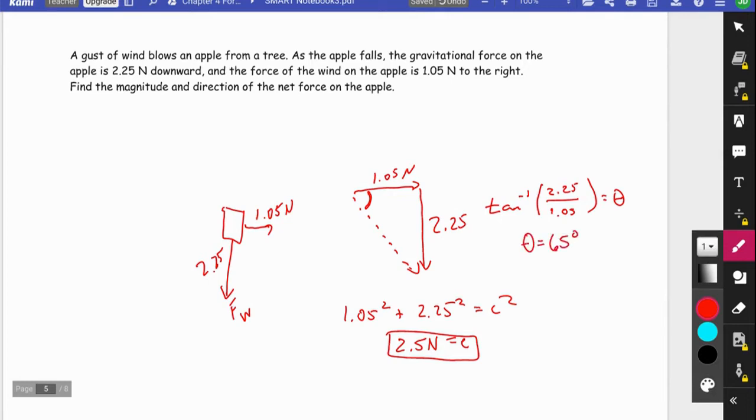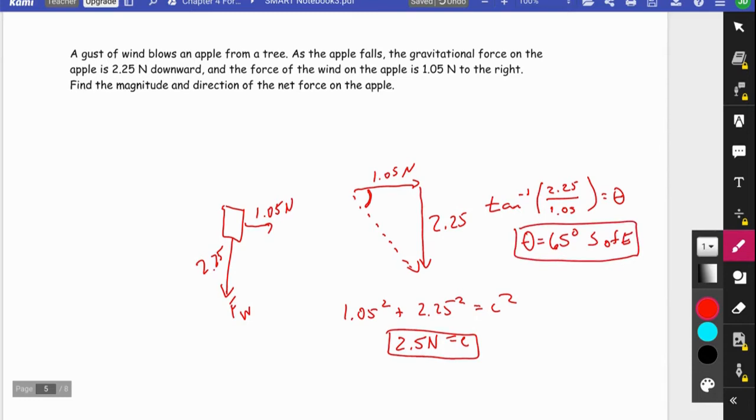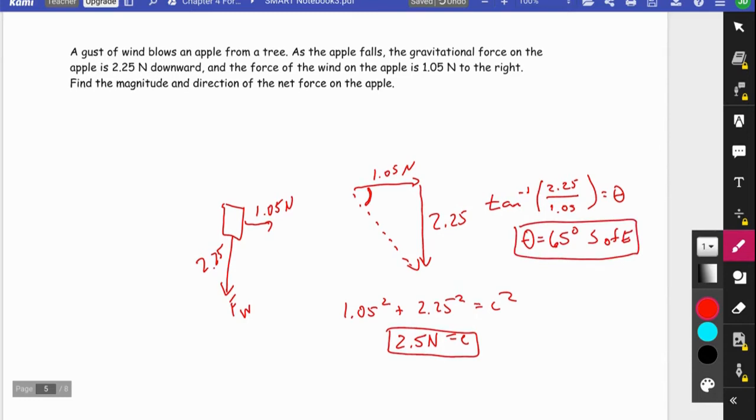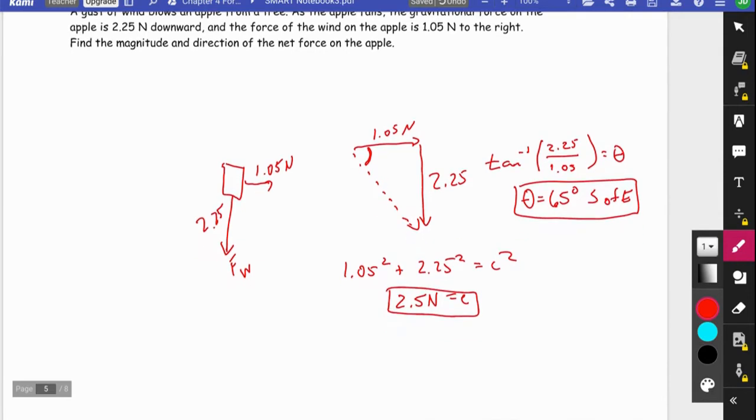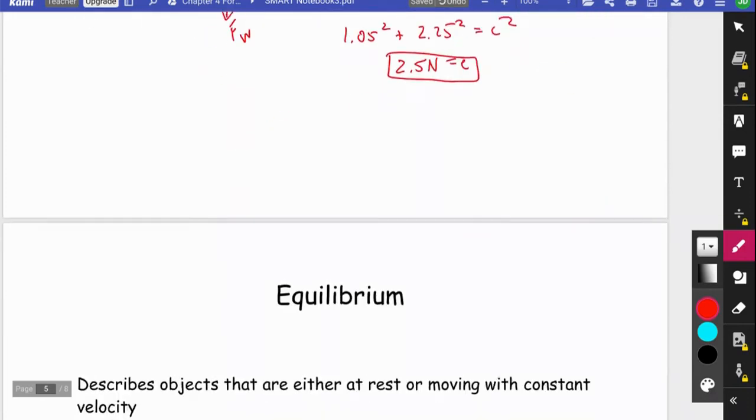So that would be 65 degrees south of east. There we go. We have a magnitude and a direction. So finding that force can still be, again, very similar to some of our motion problems. So again, nothing new in terms of trig functions here.